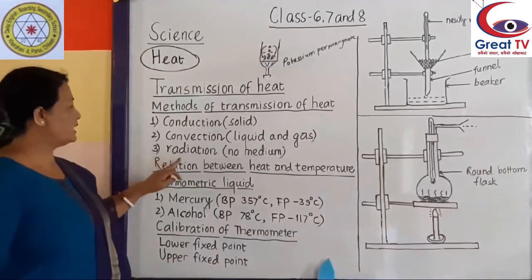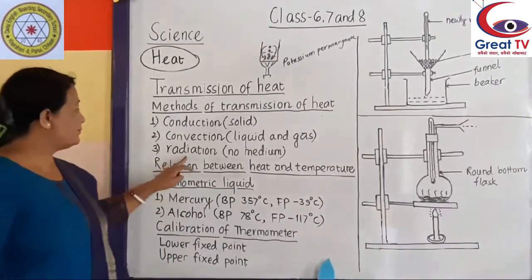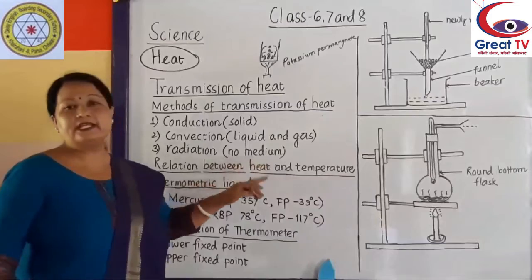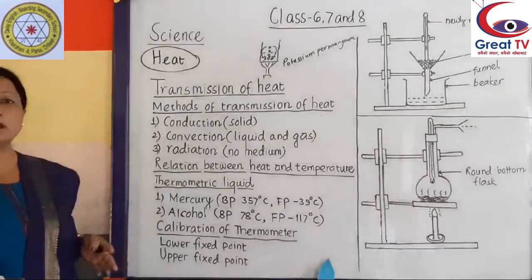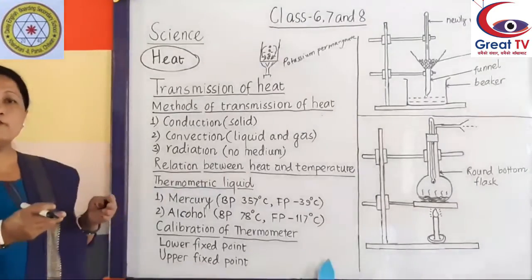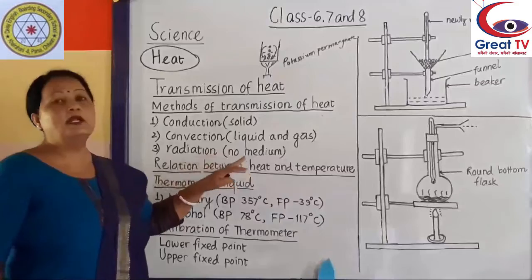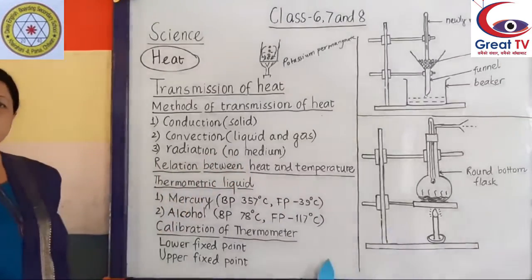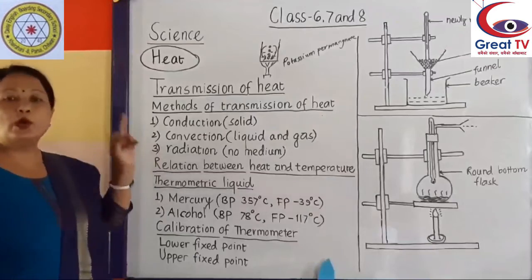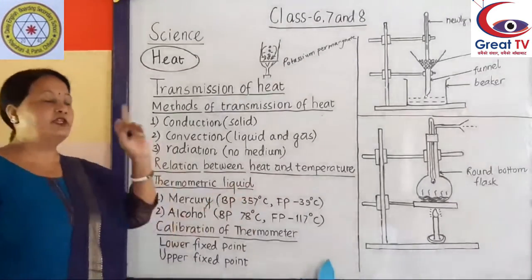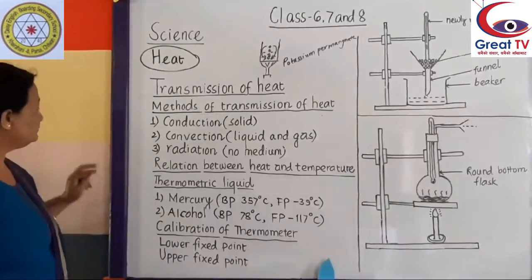Now, the third method of transmission of heat is radiation. The radiation method does not need any medium. That means the rays of the sun reach the earth by passing through vacuum also. So, in the radiation method, no material medium is needed. The process of transmission of heat from one point to another point without any material medium is called radiation.